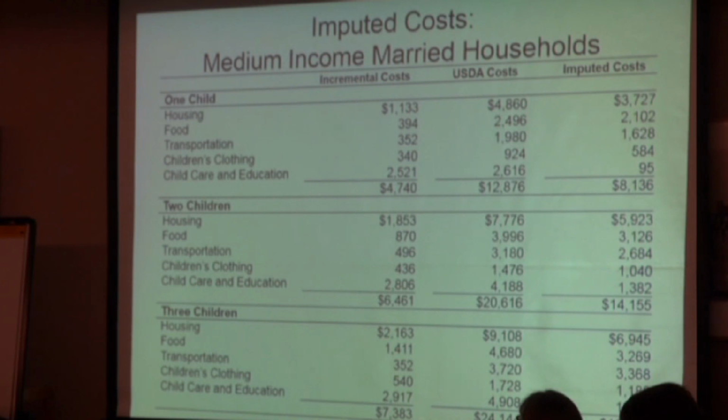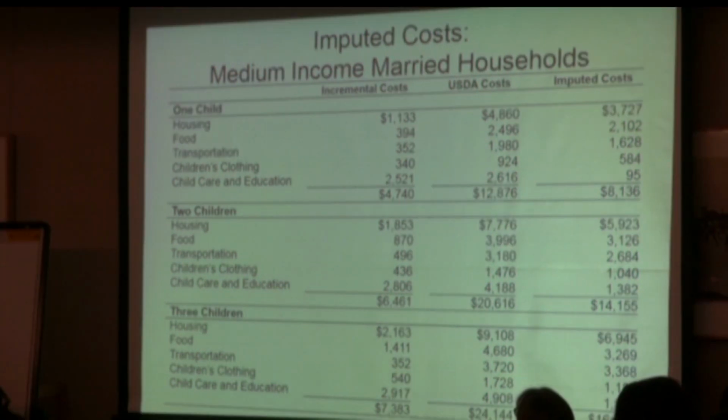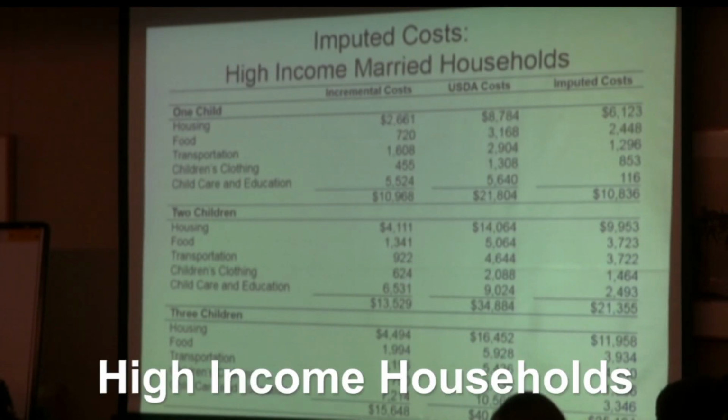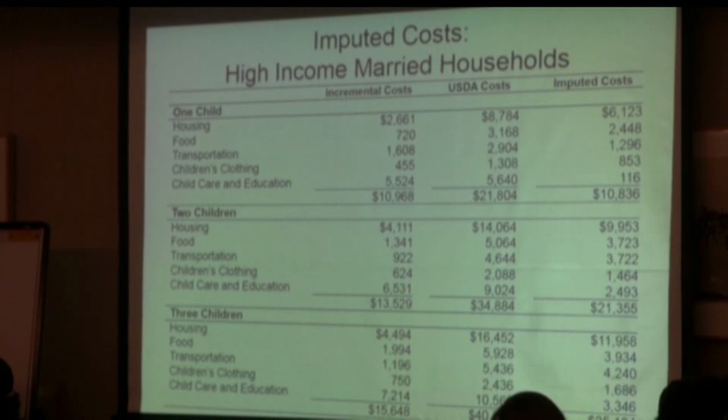Once again, housing costs are the highest for the USDA numbers, and once again, child care and education is the highest category for our numbers. The incremental costs with 3 kids are $16,000 versus $7,000. This is a system which blows up the final results based on imputed costs, because that's their model. The next one is high income. High income is all households with income above $101,000, and the average is $168,000.